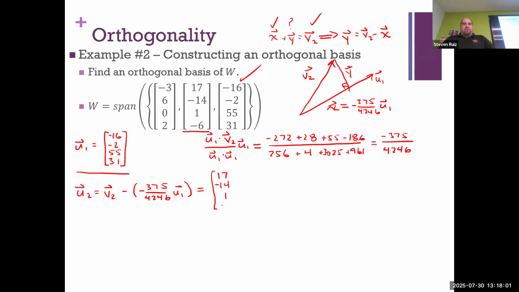So 17, negative 14, 1, negative 6, plus 375 over 42, 46, U1, which is negative 16, negative 2, 55, 31.